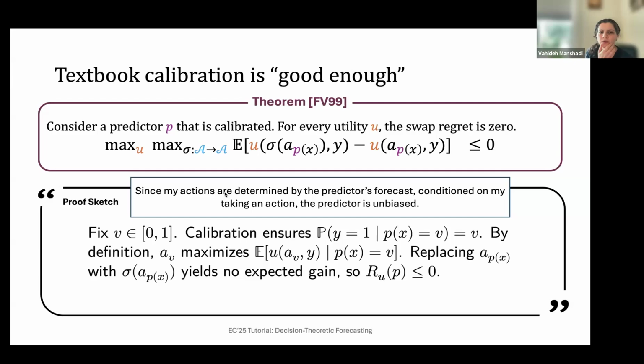But you're taking expectation over x and y, and sorry, maybe I'm missing something. But if my information is good, and if I swap my action, I should lose a lot, right? So I would expect this to be something very negative for my information to be good. Am I missing something here? So you're saying that if your information is good, then swap regret should be negative?